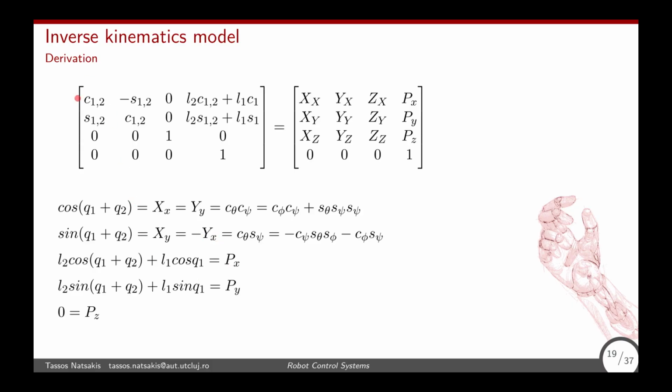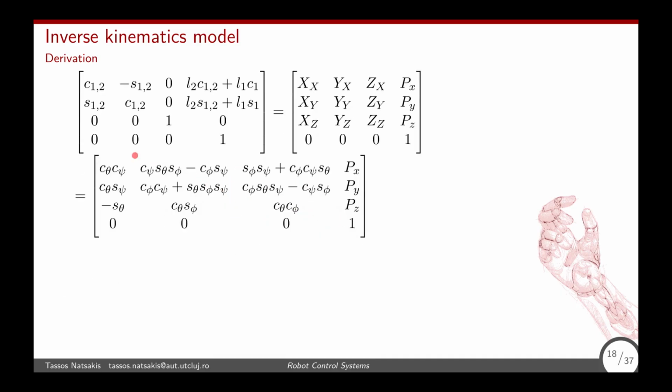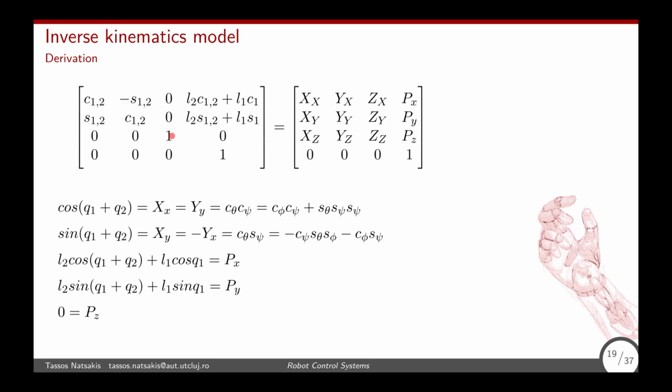Right, so what do I have here? I have cosine of Q1 plus Q2 equal to this XX projection. And if you see, it's also equal to this YY projection. Or if we write the Euler representation, it's basically this equals this, because here I have this element, and here I have this element.